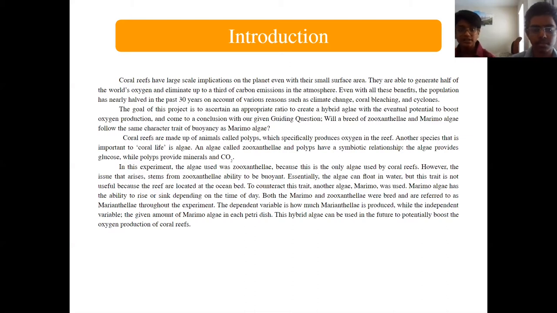However, the issue that arises stems from zooxanthella's ability to be buoyant. Essentially, the algae can float in water, but this trait is not useful because the reefs are located at the ocean bed. To counteract this trait, another algae, Marimo, was used. Marimo algae has the ability to rise or sink depending on the time of day. Both the Marimo and zooxanthella were bred and referred to as Marianthi throughout the experiment. The dependent variable is how much Marianthi is produced, while the independent variable is the given amount of Marimo algae in each petri dish. This hybrid algae can be used in the future to potentially boost oxygen production for reefs.